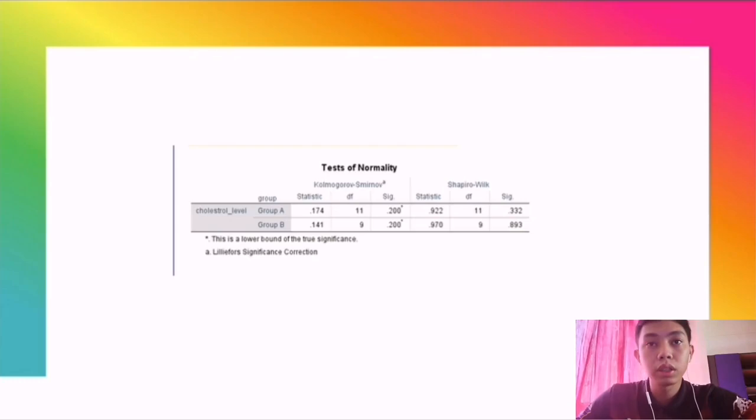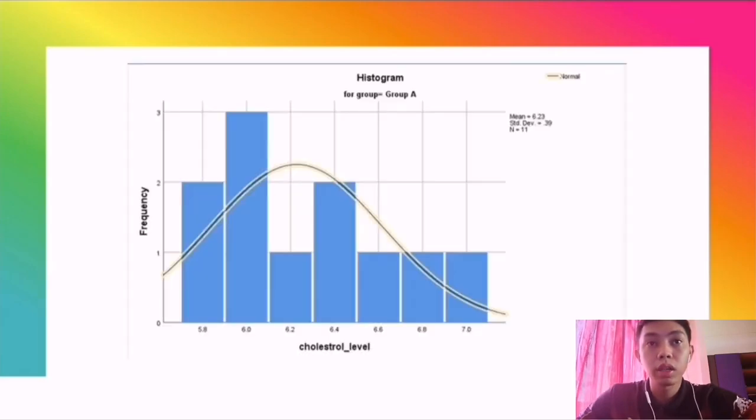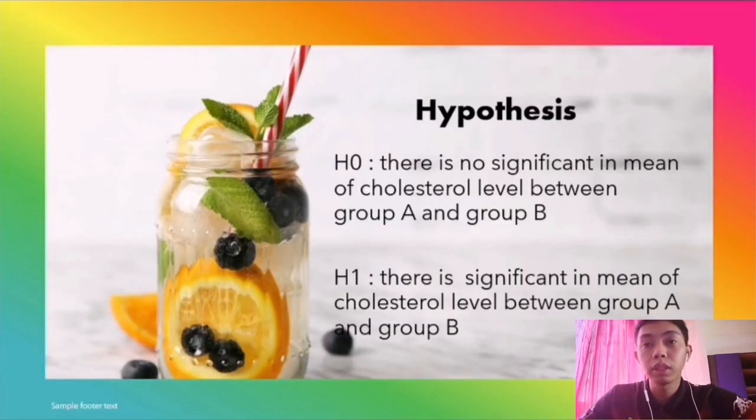The result shows that the significance for Group A and Group B is larger than 0.05, which means the data is not significantly different from normal, and the data distribution is normal based on the histogram you see here. So since the data distribution is normal, we can proceed to the independent t-test. Before that, we need to state the hypotheses first.